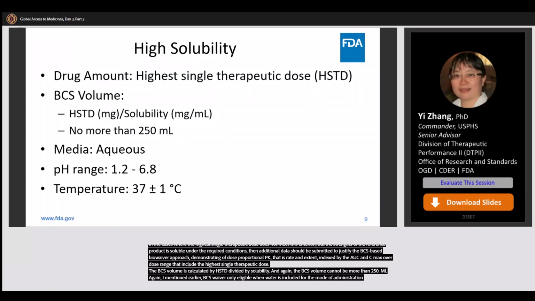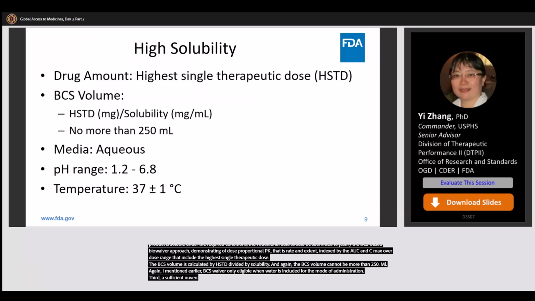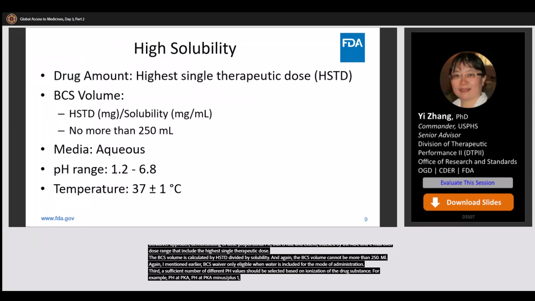Third, a sufficient number of different pH values should be selected based on ionization of the drug substance. For example, pH at pKa, pH at pKa plus/minus 1, pH 1.2, and 6.8. Please keep in mind that the selected pH should stay within the physiological range.